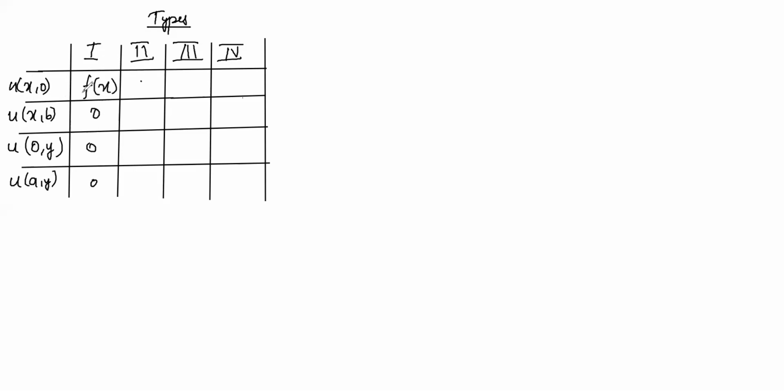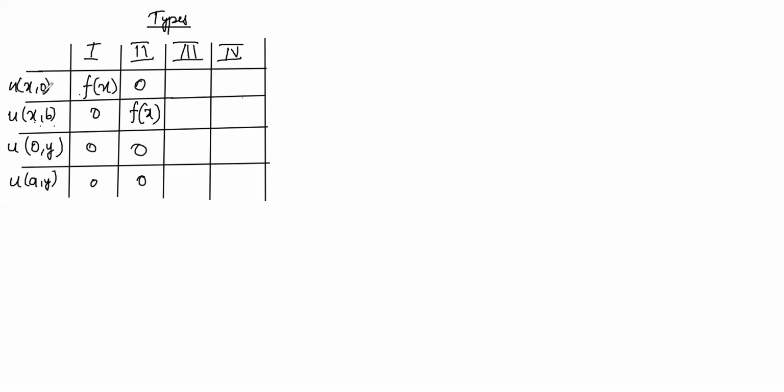Similarly I'll define type 2, where I'll impose the condition on u(x,b) as some g of x, or even if you take f of x, that's perfectly fine. In this case we will take f of x only, just for simplicity: whenever we are dealing with x, I'll take f, and when we are dealing with y, I'll take g. The rest of the conditions are 0. It means u(x,0) is 0, u(0,y) is 0, and u(a,y) is again 0. So that forms type 2.